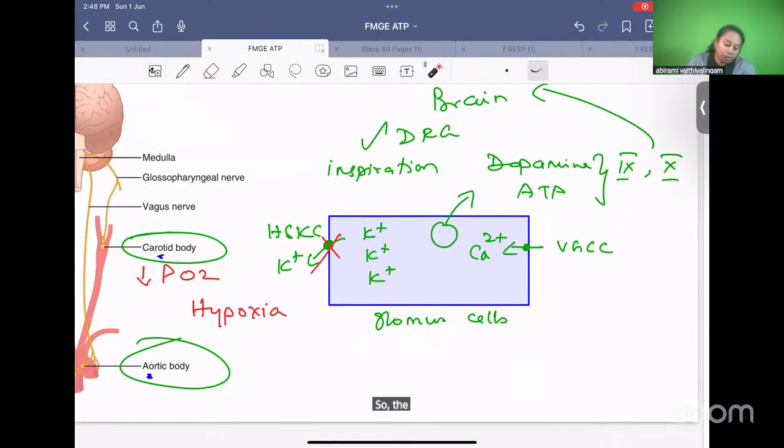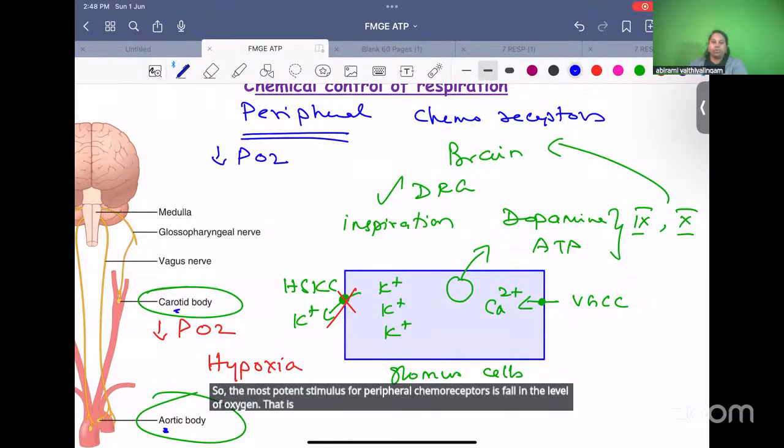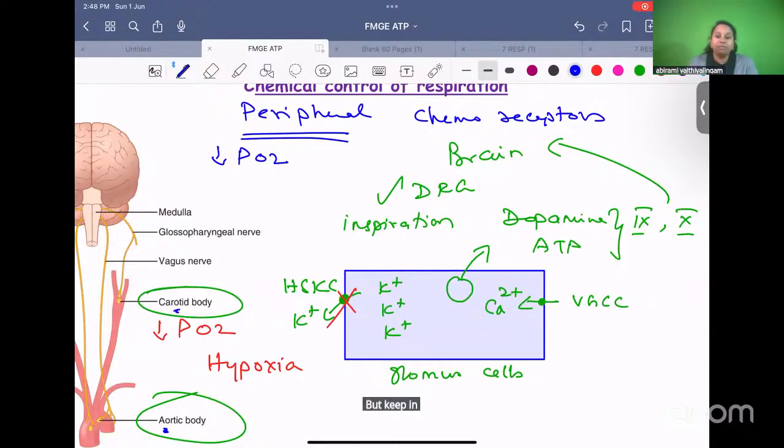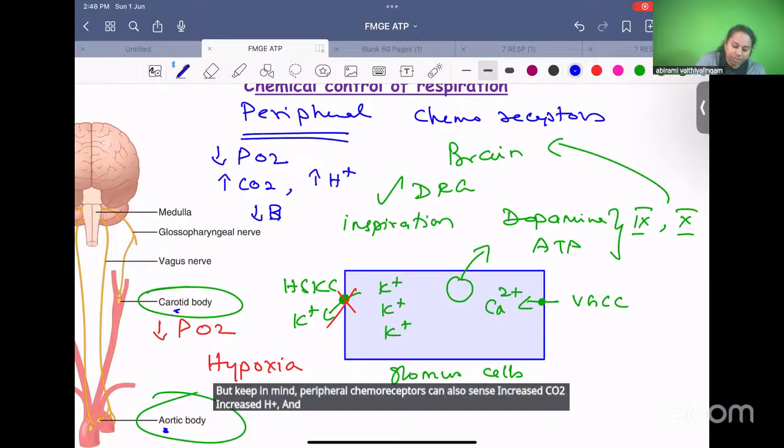So the most potent stimulus for peripheral chemoreceptors is a fall in the level of oxygen. That is the most potent. But keep in mind, peripheral chemoreceptors can also sense increased CO2, increased H plus, and hypotension.